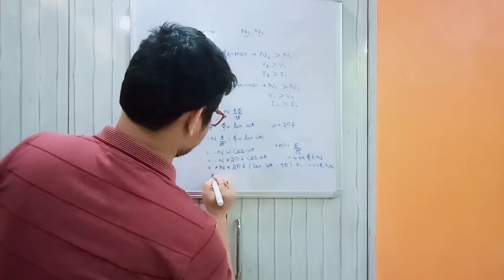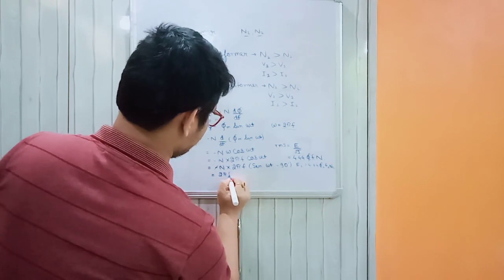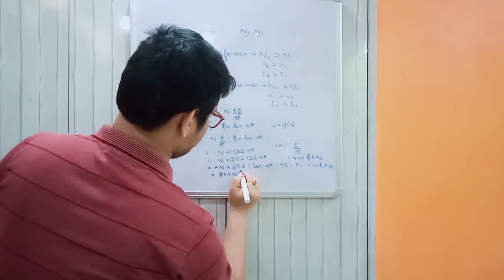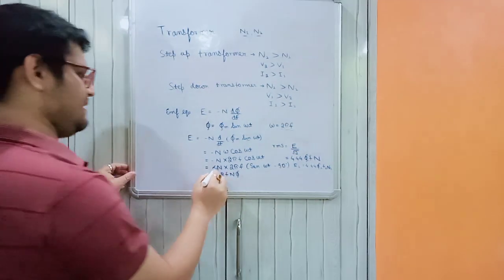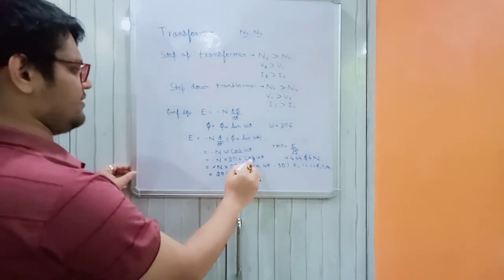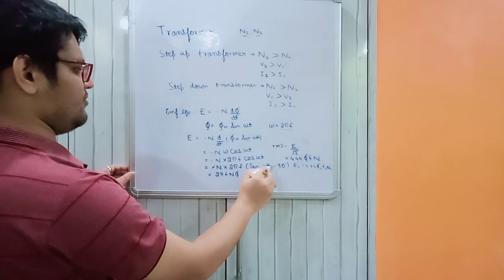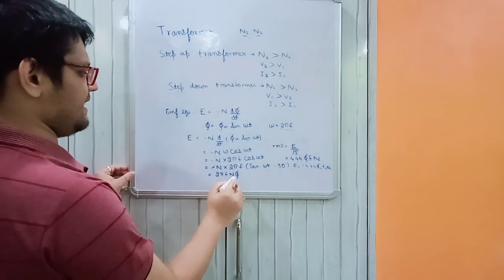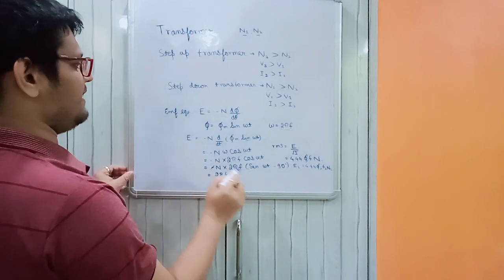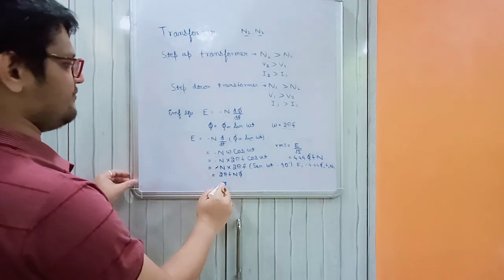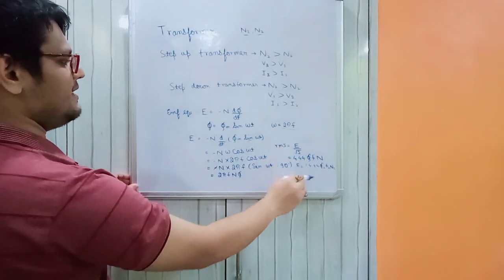That is 2 pi Fn into phi. This will become 2 pi Fn into phi. The minus will be cancelled, as we are putting cos omega t minus sin omega t minus 90 degree, so 2 pi Fn into phi. So this is the equation. We are dividing by root 2 to get the RMS value.